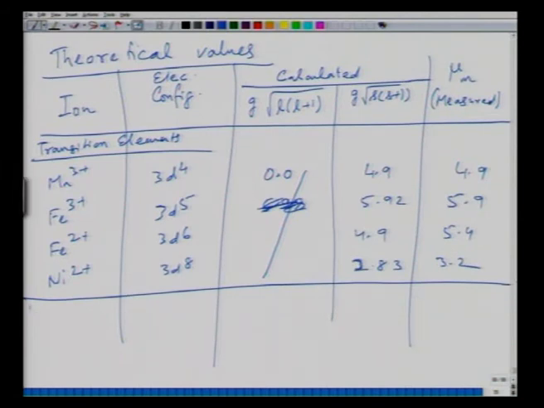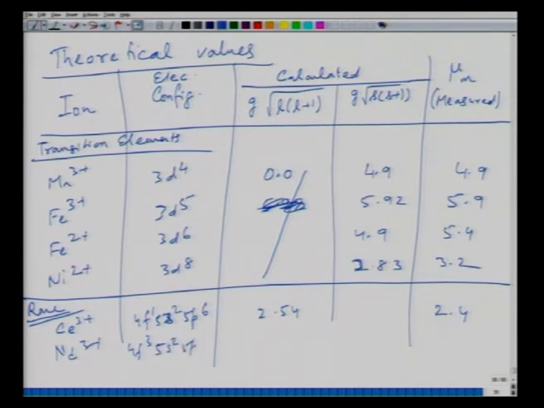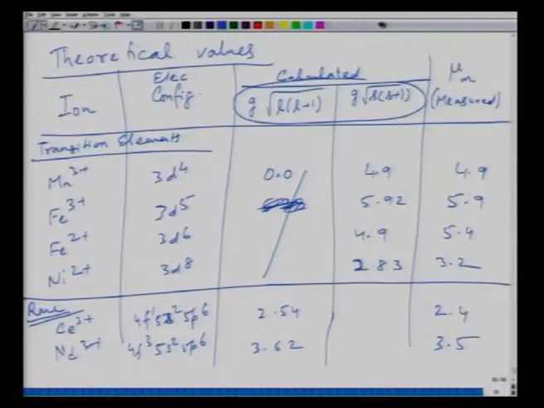For rare earths, as I said, the orbital contribution is there. For example, for cerium 3 plus, you have 4f1, 5s2, 5p6, and this gives rise to 2.54 here, and what you measure is 2.4. Similarly, for neodymium 3 plus, you have 4f3, 5s2, 5p6. This gives rise to 3.62 orbital contribution, and what you measure is 3.5. So this quantum picture gives you a very good estimate of orbital contribution and very good differentiation between orbital and spin contributions.